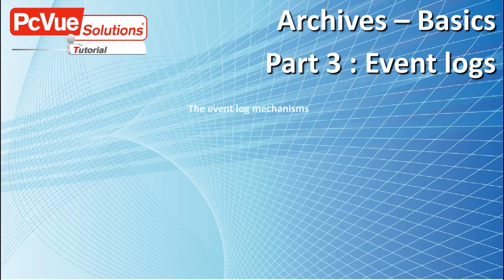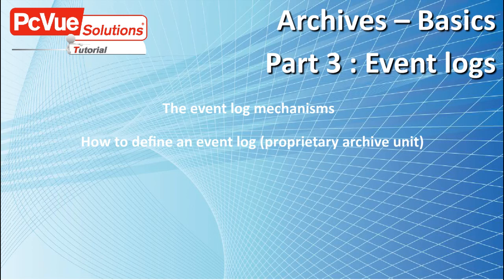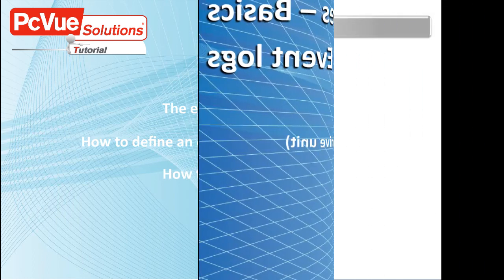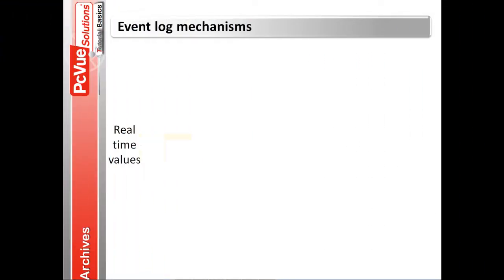In this part, we will discuss the event log mechanisms, how to define an event log for proprietary units, and how to display an event log. PcVue is able to record three kinds of events: an alarm event when alarm status changes, a bit event when a bit value or status changes, and a user action event such as a set value, acknowledge or mask an alarm, log in, log out, or execute a program.